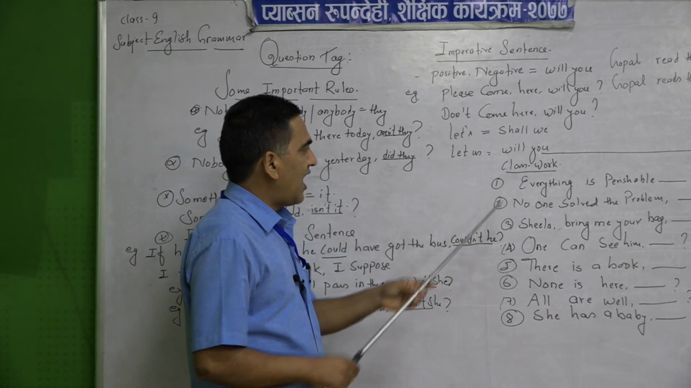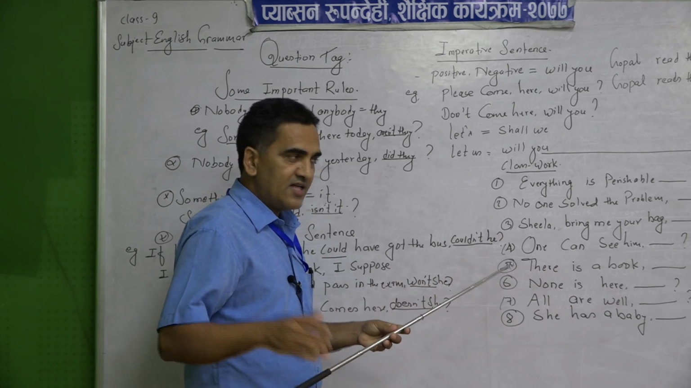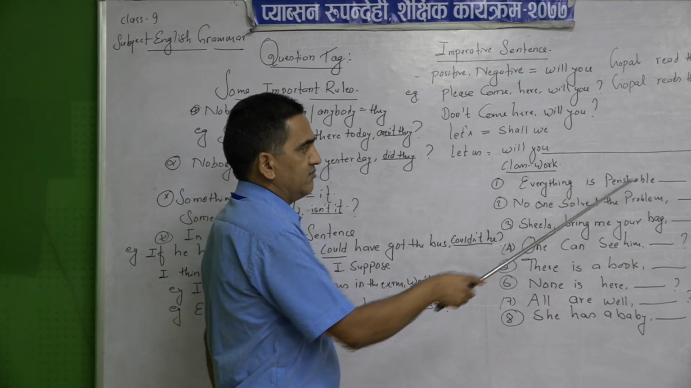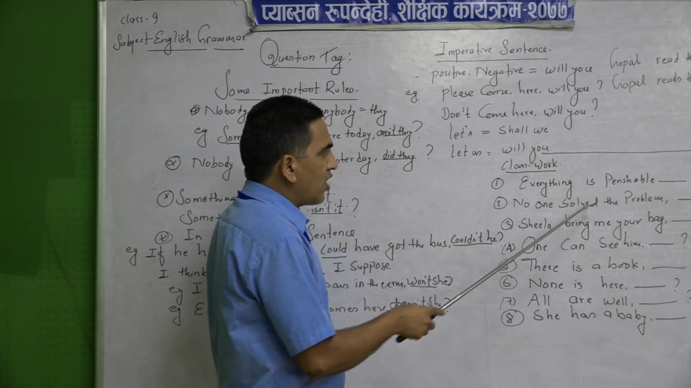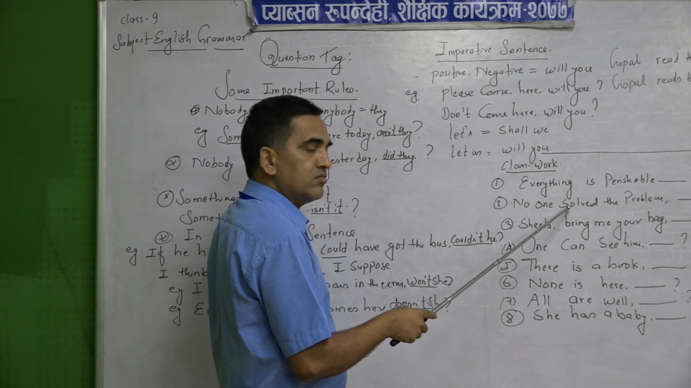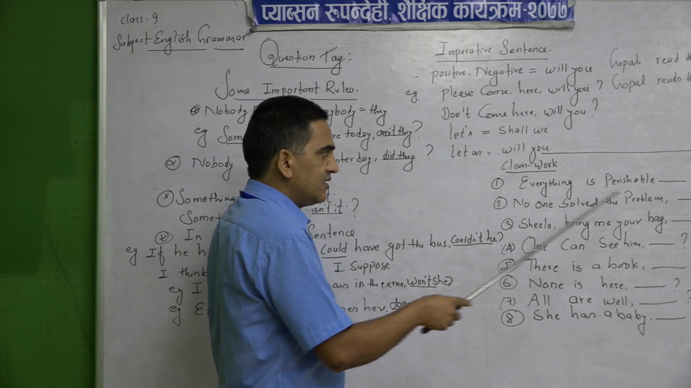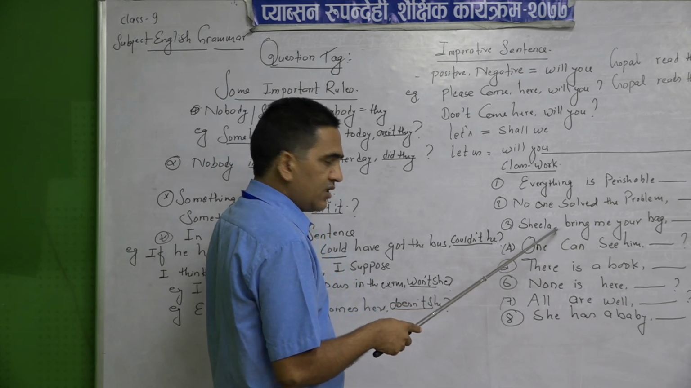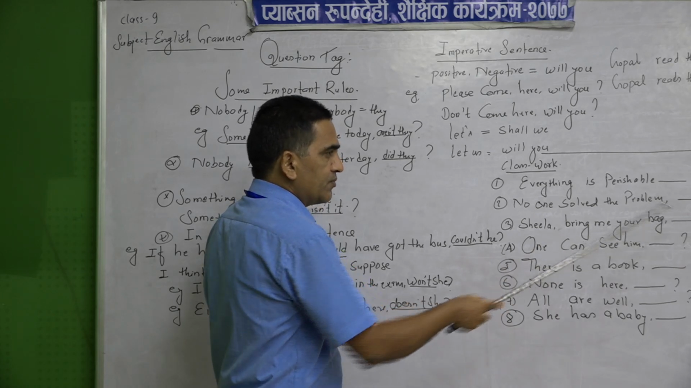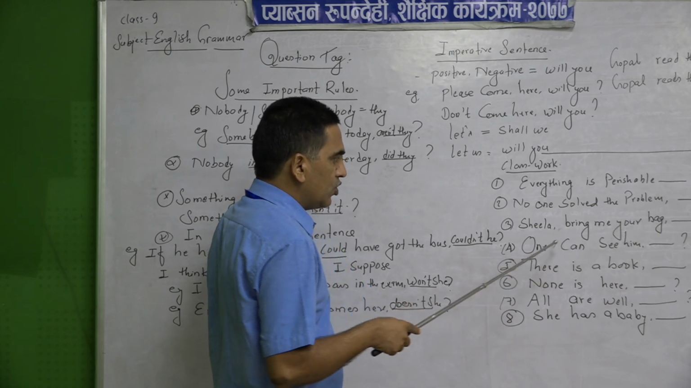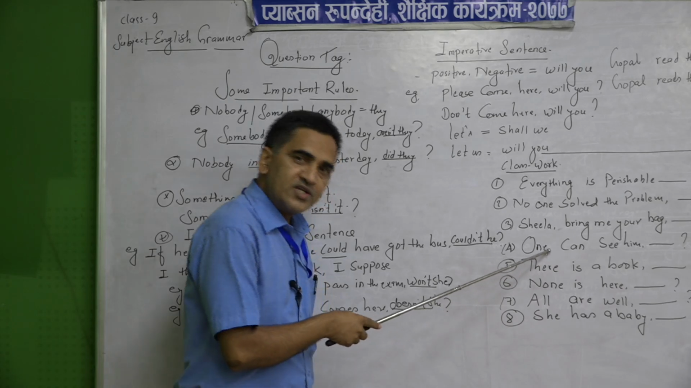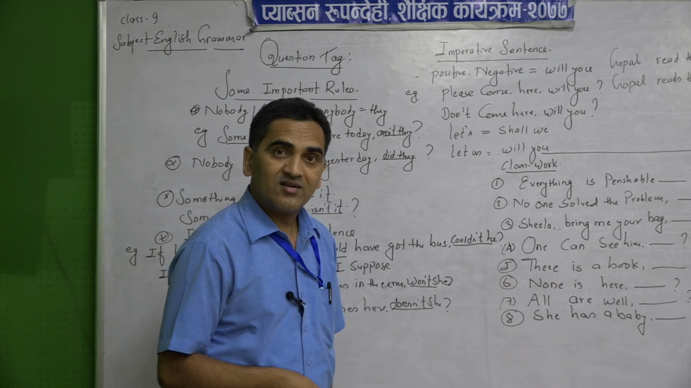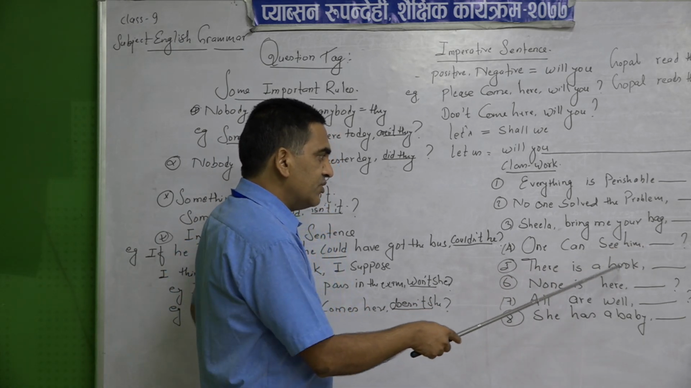And another, I have given you some sentences as a classwork. Please check it again. Everything is perishable, isn't it? No one solved the problem. Negative sentence. So, did they? Sheila, comma, bring me your bag. It is imperative. So, we write here, will you? One can see him. One is the subject. One can be used as a subject. So, we write here, can't one. Can't one. Right?